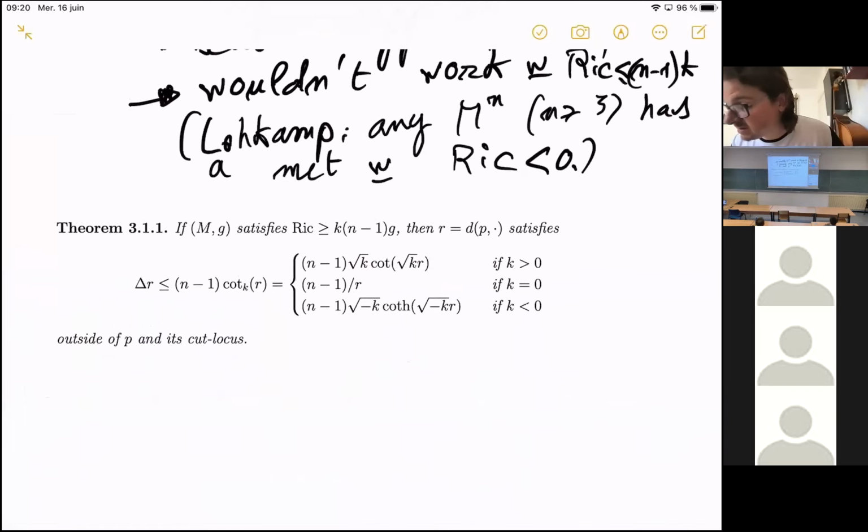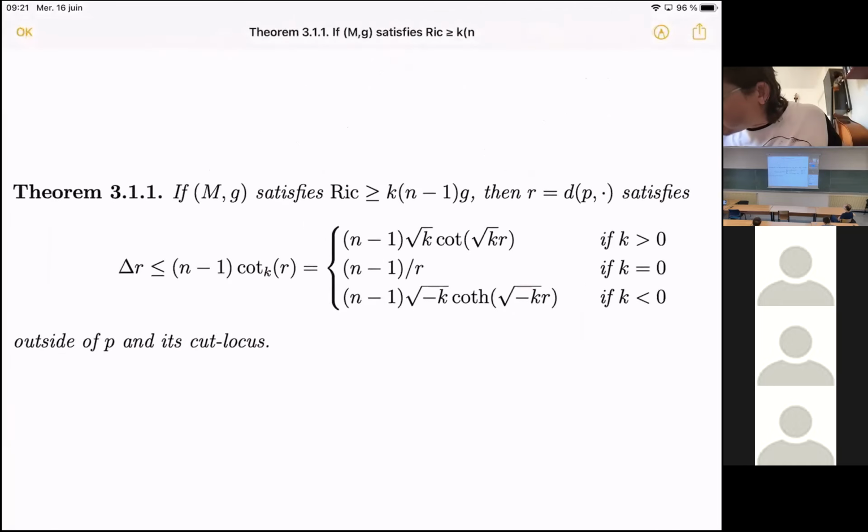Okay, so this is the Laplacian comparison theorem for the distance function. It tells you that when you have a lower bound on the Ricci curvature, then at least outside of the cut locus, outside of the points where the distance to a point is not smooth, you get that kind of inequality: the Laplacian of r is less than n minus 1 times this kind of generalized cotangent.